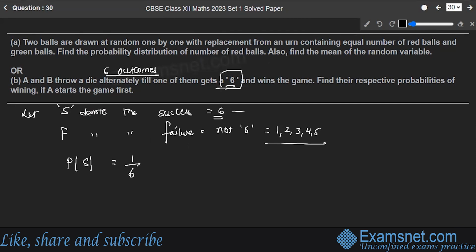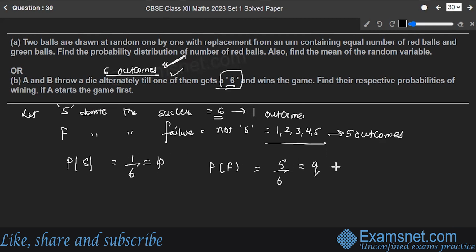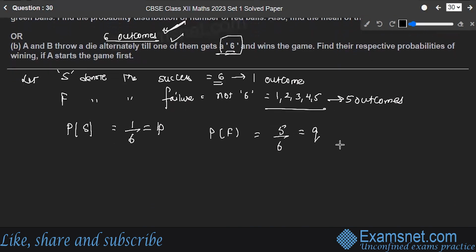So this is 1 outcome out of those 6 outcomes. And the probability of getting a failure is equal to 5 by 6 because these are 5 outcomes and 6 is the total outcome. Okay. So this is given by P, that is the probability of the favorable cases, and this is the negative probability. That is not like negative probability. That's not even happening. So now, what the question was, find the respective probabilities of winning if A starts the game.